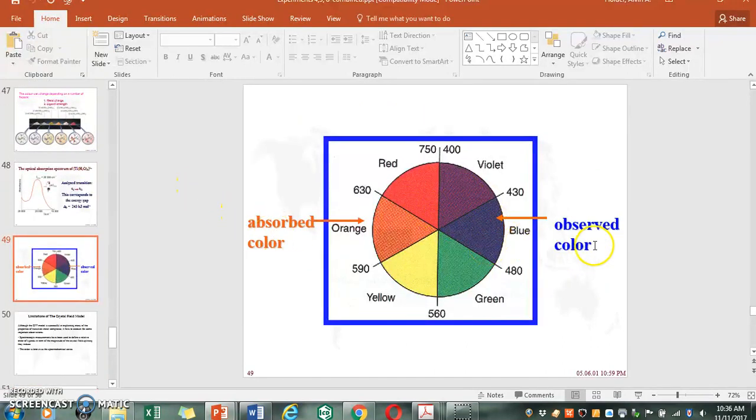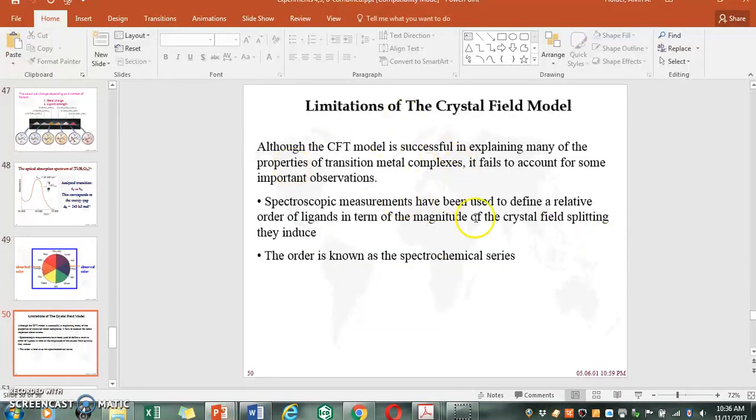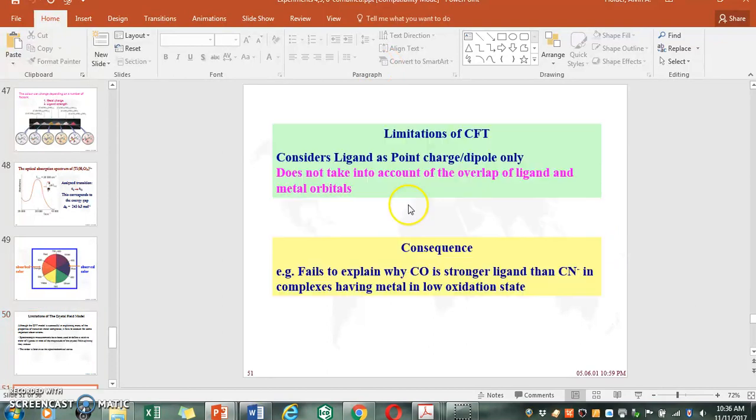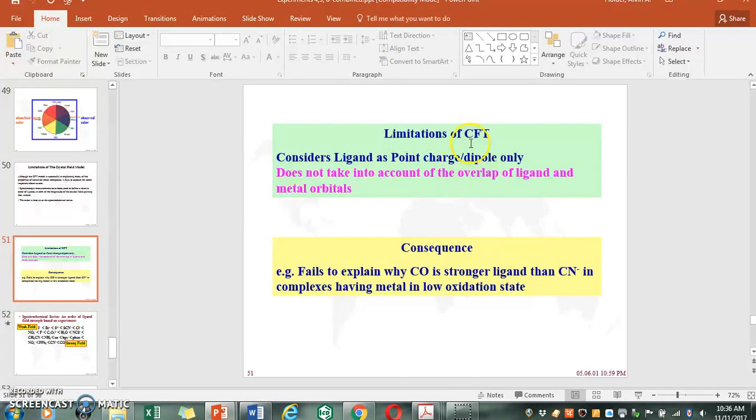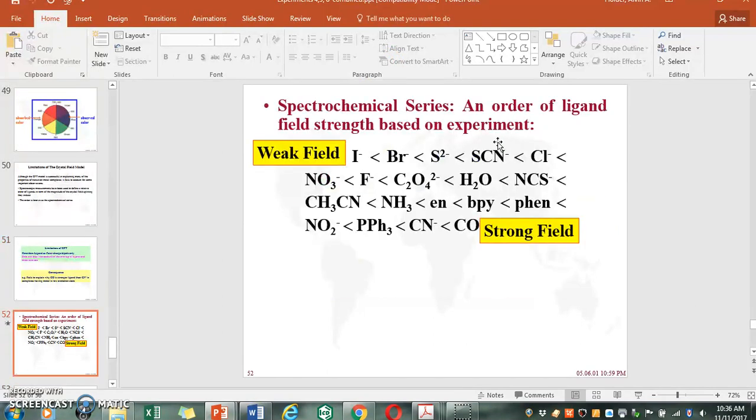Colors absorbed, color observed. Limitations, remember you're asked to find out the limitations as well. The limitation for the crystal field theory. This is the spectrochemical series, weak field, strong field.